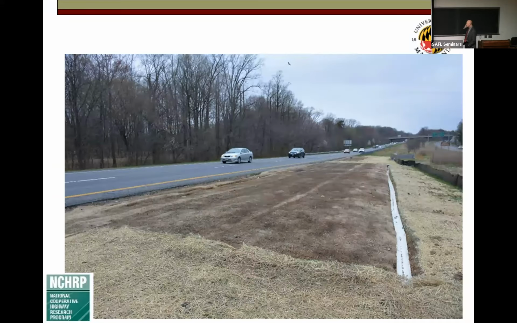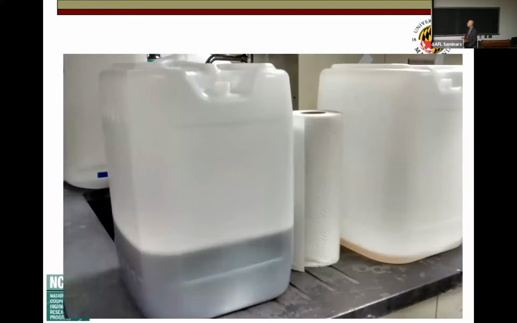We have an ongoing project where we're looking at a compost blanket, because somebody was interested in a compost filter strip blanket. And just looking at the data, this is what the water looks like coming out of our compost filter strip blanket. Draw your own conclusions about that.